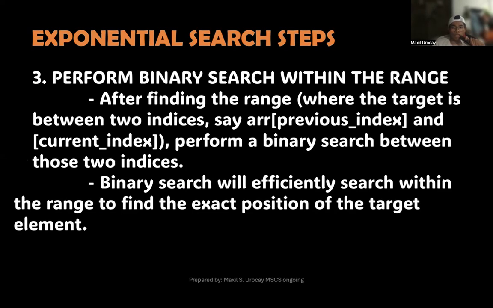After finding the range where the target is between two indices, say the previous index and the current index, that will be the basis. In our binary search, you have to declare the low index as well as the high index, and you will divide it into two to find the element. So you perform a binary search between those two indices. Binary search will efficiently search within the bigger range to find the exact position of the target element.